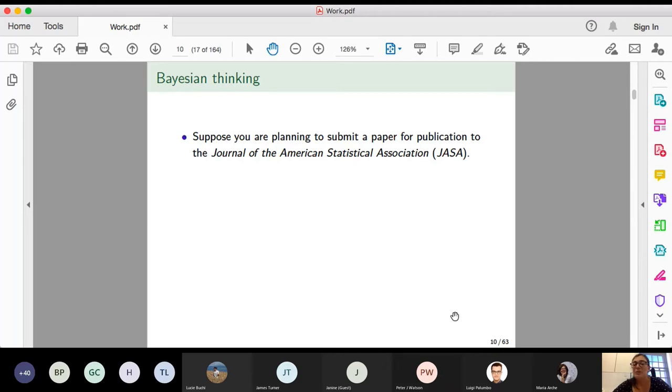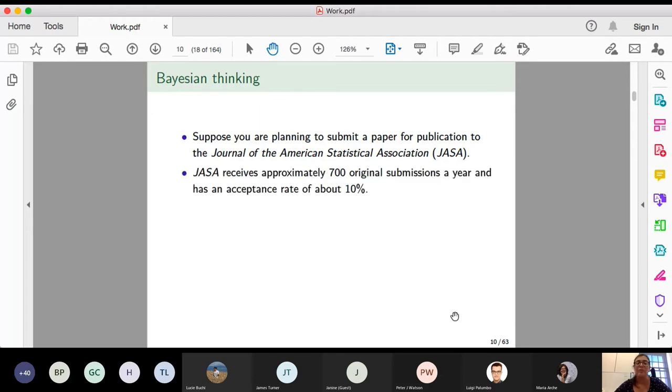Now, before we continue, let me present the following example. Imagine that you have done some research, you have written your paper, and now you want to submit it for publication. A good journal for us statisticians would be JASA, the Journal of the American Statistical Association. You can think of any other important journal in your area. This particular journal receives approximately 700 original submissions every year and has an average acceptance rate of 10%. This is true data.